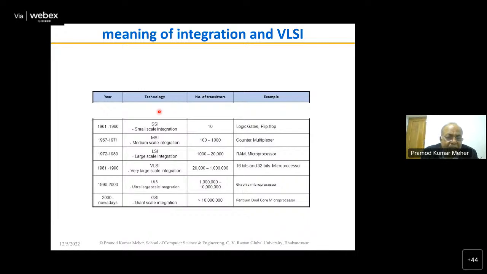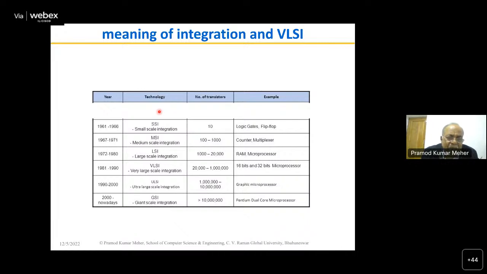Then in the 70s, we had large scale integration using 100 to 20K transistors, with random access memory and microprocessors. And in the 80s, from 1981 to 1990, at the time of VLSI, 20K to 1 million transistors were used to have 16-bit to 32-bit microprocessors. And 1999 to 2000, it is called VLSI.